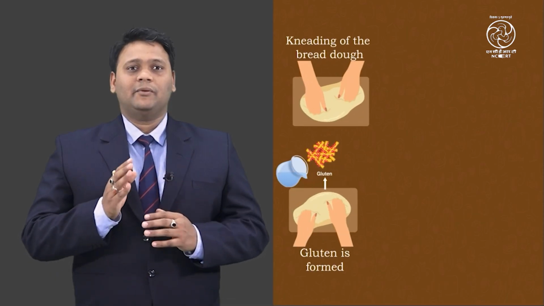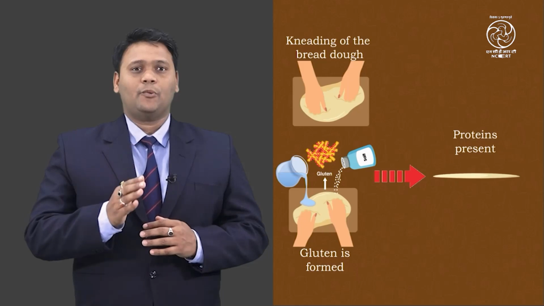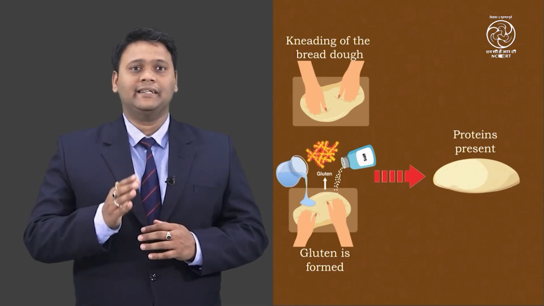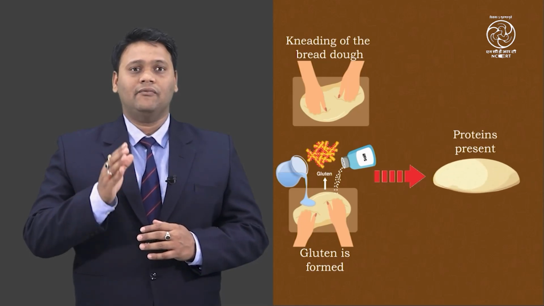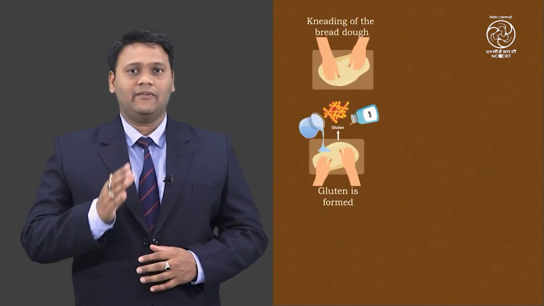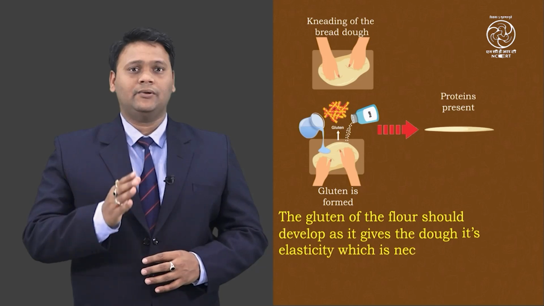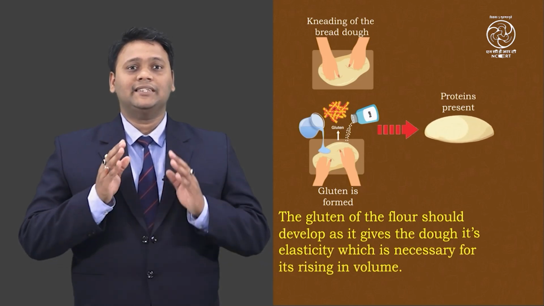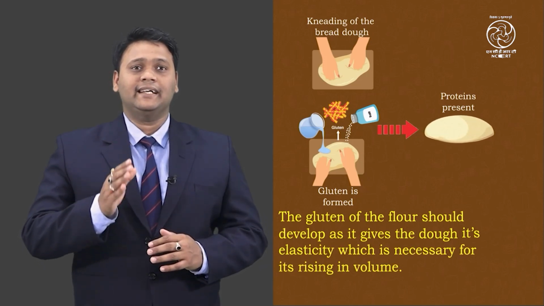During the kneading of the bread dough, gluten is formed from the proteins present in the flour on the addition of water and salt. The gluten of the flour should be developed as it gives the dough its elasticity, which is necessary for its rising in volume.